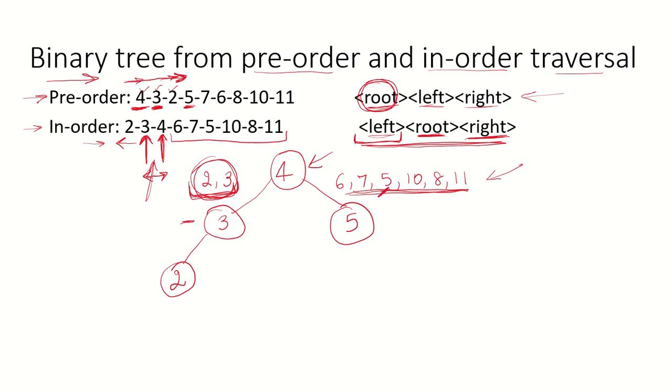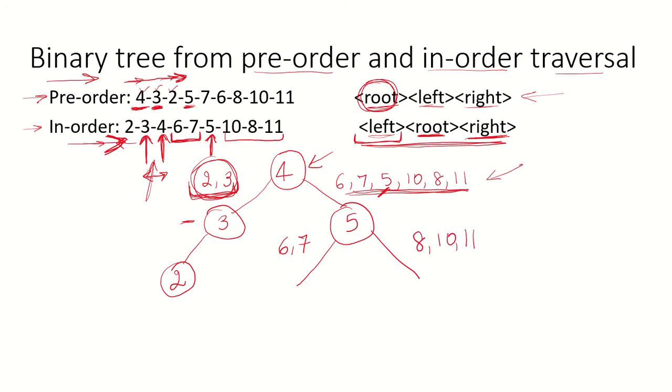Now 5 is the root. Which elements are on the left of 5 and which are on the right of 5? For this, we will again scan the in-order traversal, and we get that the root element 5 is here. The elements to the left of 5 are 6 and 7, so these will belong to the left of the root element 5, and 10, 8 and 11 will belong to the right subtree of 5.